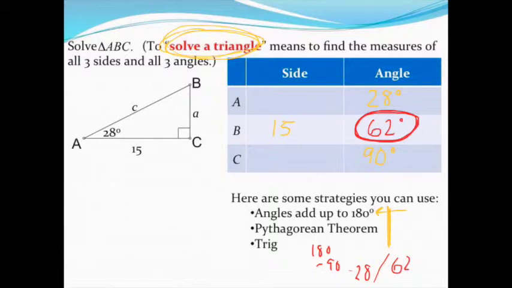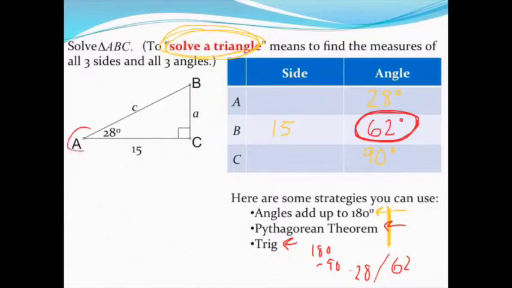Next up, I need to find those missing sides. And even though Pythagorean Theorem is an option, I can't use it because I only have 1 side given. I wouldn't be able to get very far with Pythagorean Theorem, so I'm stuck with trig. You'll have to do trig at least once for each of these questions, so let's go ahead and do that.